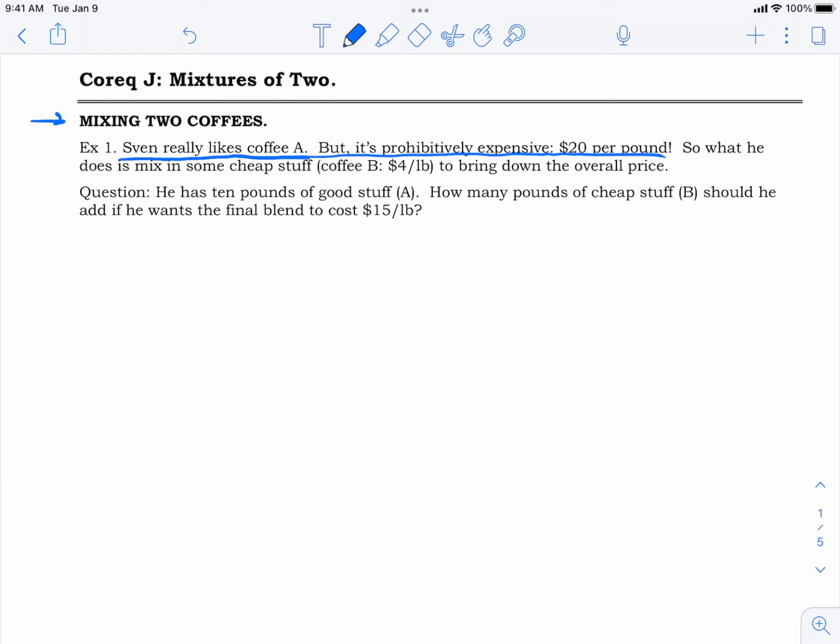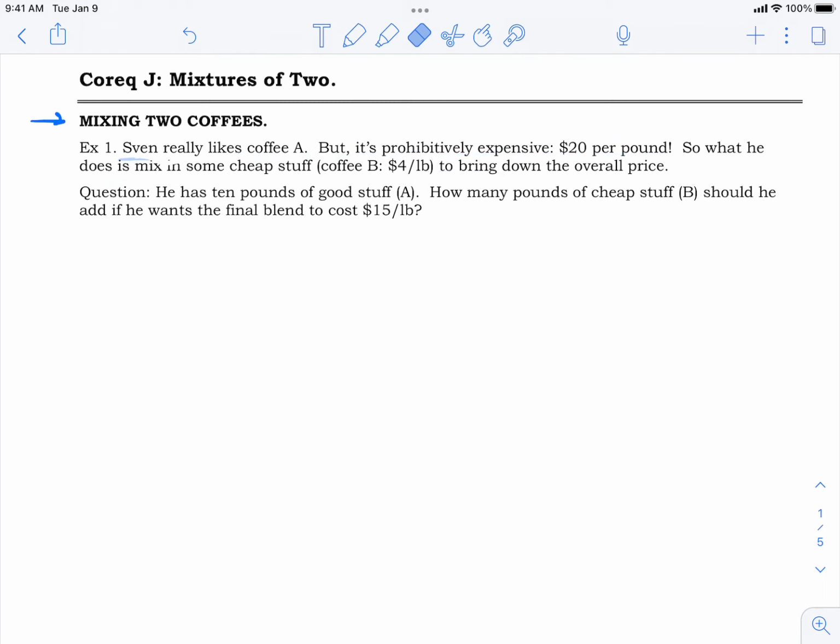And poor Sven, he can't justify spending $20 a pound for coffee, not considering how much he drinks. So he's like, man, I love it, but $20 a pound? What am I, crazy? So what's he do? He gets some cheap stuff and he mixes it in. So he mixes in some of this coffee B, we'll call it, which is only $4 a pound, so that's cheaper. And so by mixing some in, it brings down the overall price, and then you can sleep at night. Okay, so that's the situation.